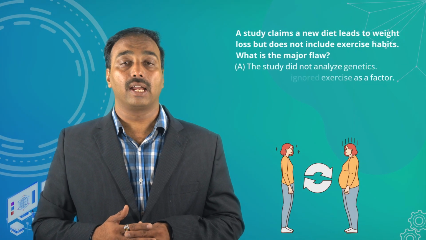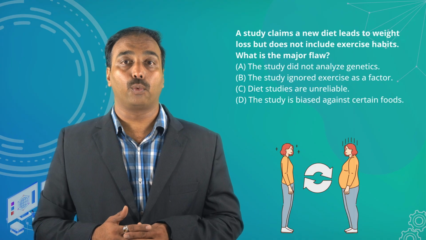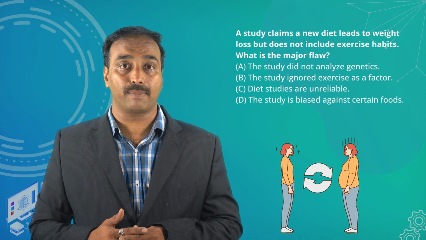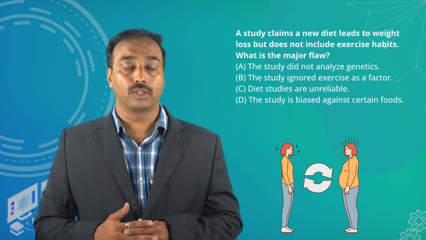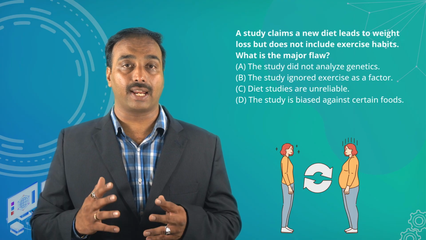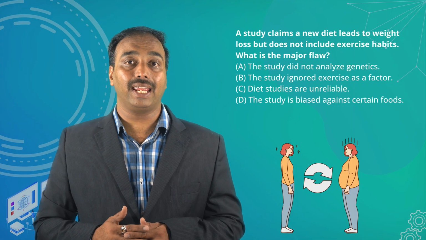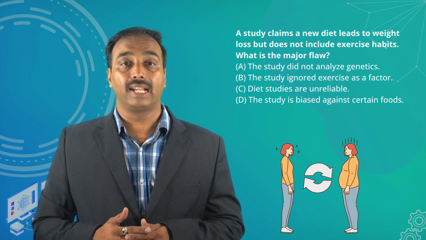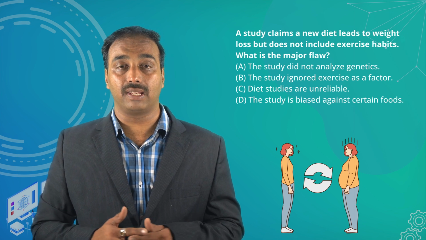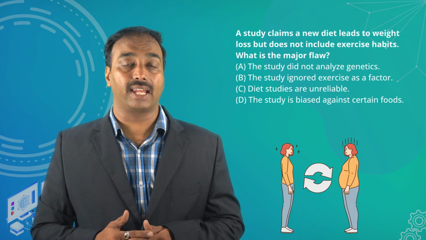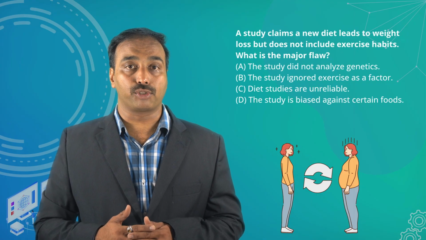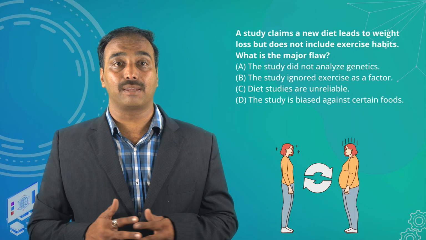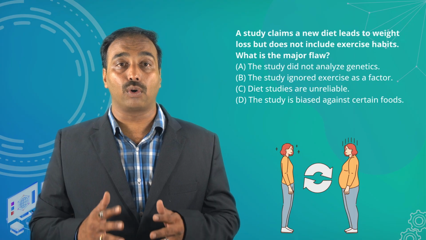The next question is, a study claims a new diet leads to weight loss but does not include exercise habits. What is the major flaw? Options are, option A, the study did not analyze genetics. B, the study ignored exercise as a factor. C, diet studies are unreliable. D, the study is biased against certain foods. The correct option is option B, that is, exercise is a major variable that must be accounted for.